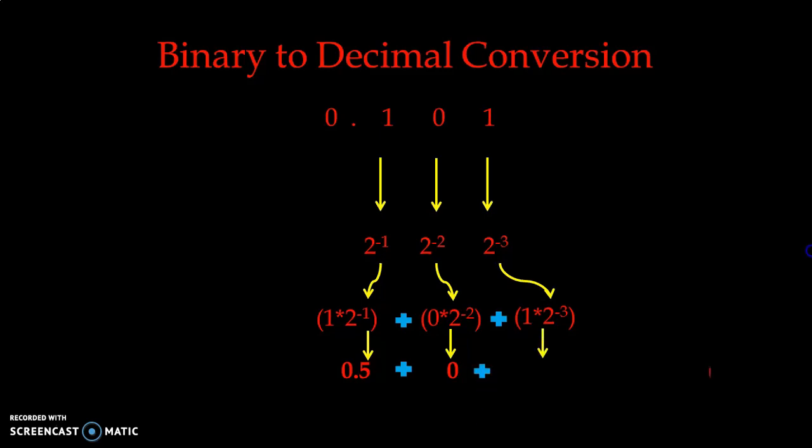So it will come to 0.125, and ultimately we have to add all these values. So 0.5 plus 0.125 will come to 0.625. So 0.625 is the equivalent decimal value for the binary number 0.101. So 0.101 is the binary value and the equivalent decimal value is 0.625. This way we can convert fractional binary values. The process is the same, but we have to take 2 raised to the power as per the different position.